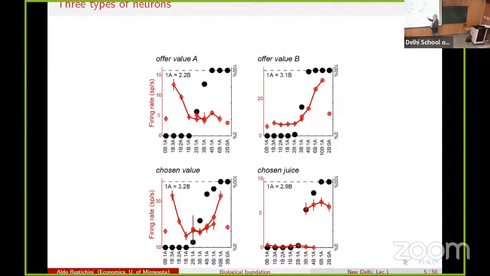firing when you choose B and is not firing at all when you choose A. Do you agree? And there is, of course, a chosen juice A, which is going to be like this.